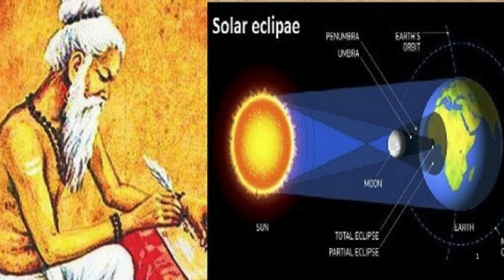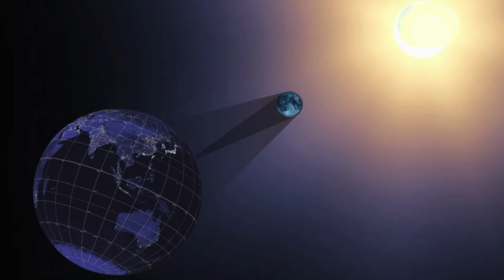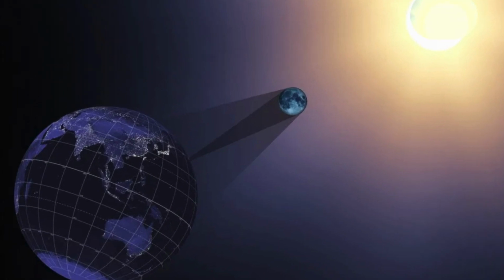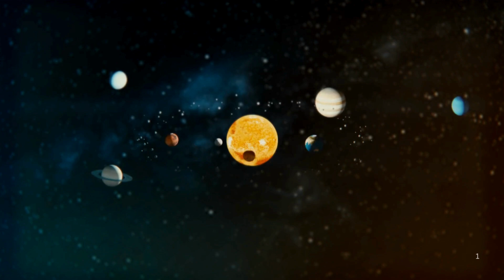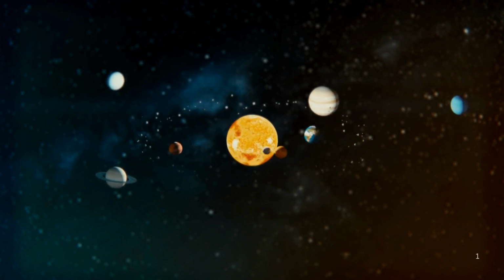Despite these superstitions, lunar eclipses also held scientific value. Early astronomers used them to study the Moon's surface and even to calculate the Earth's size by observing the curvature of its shadow.